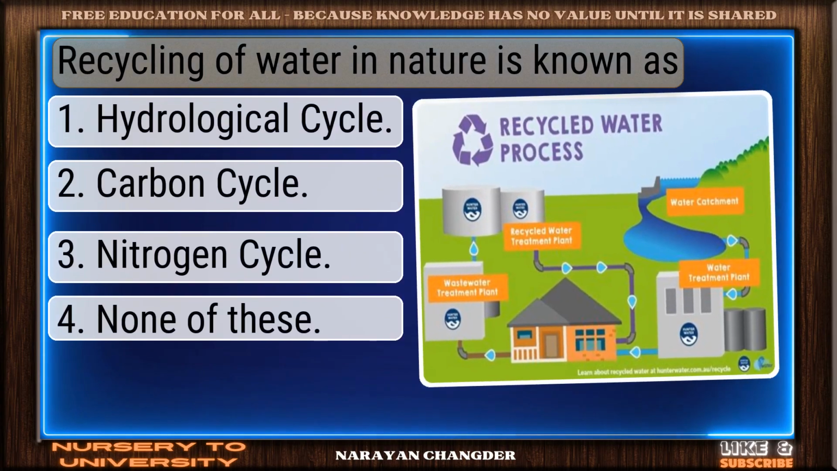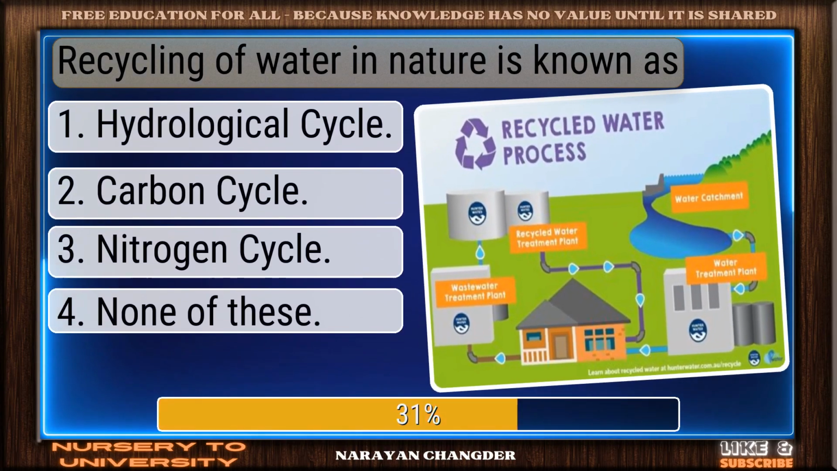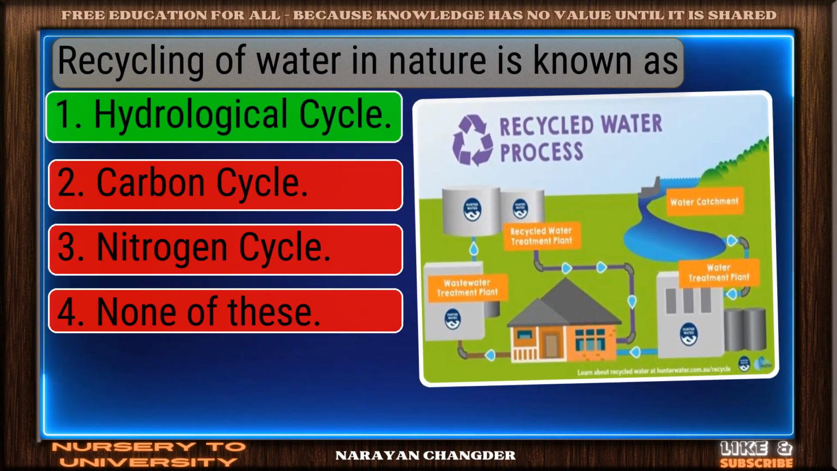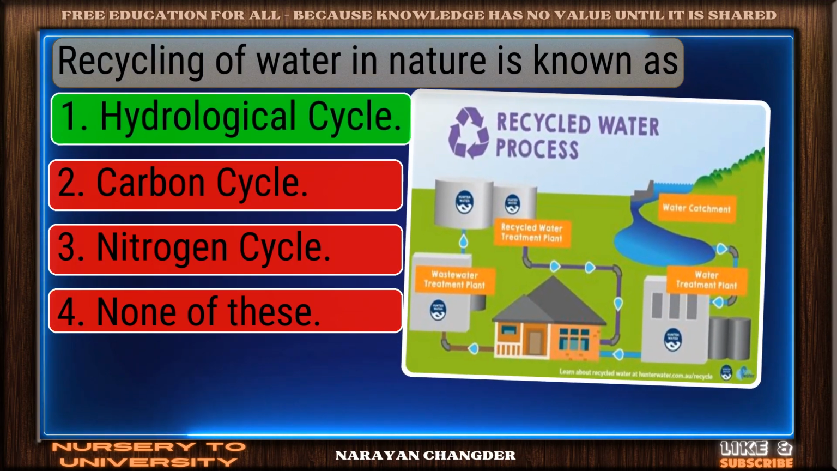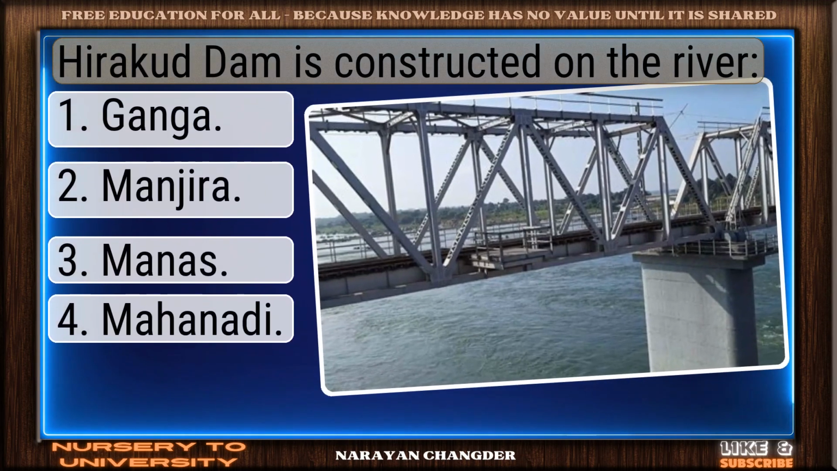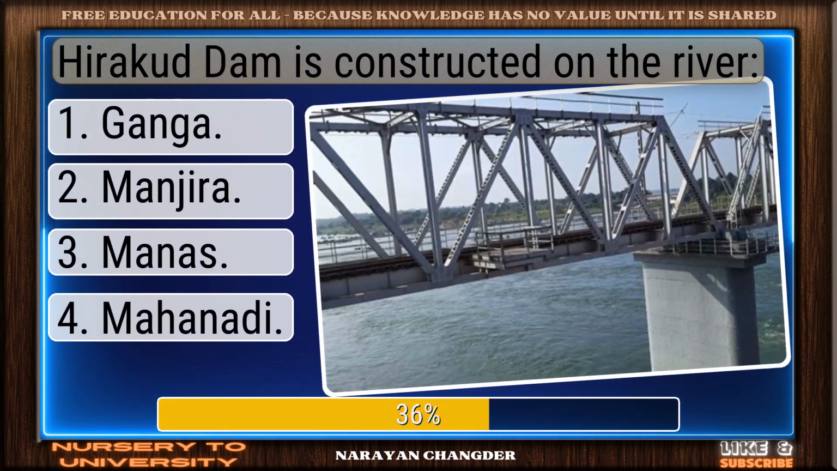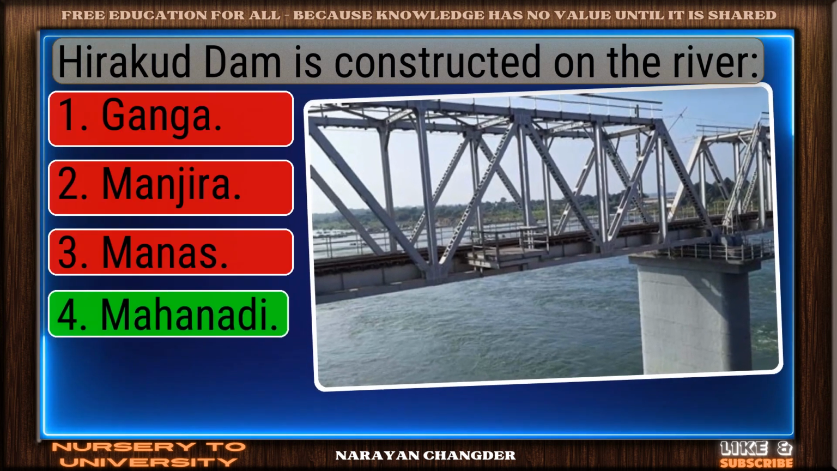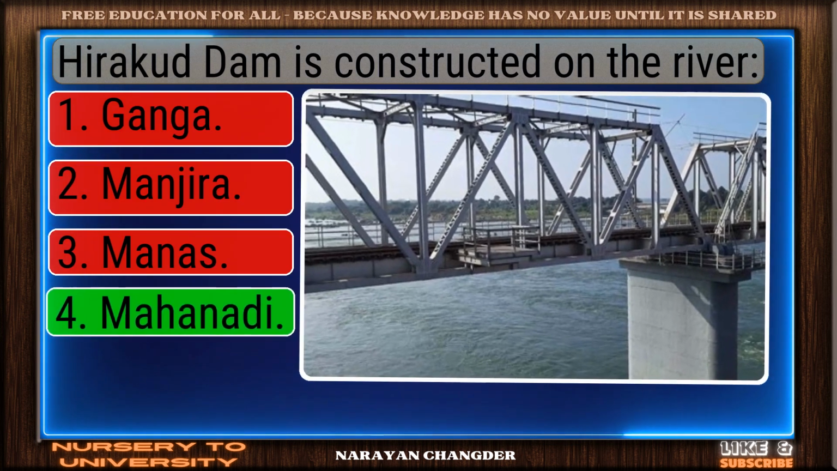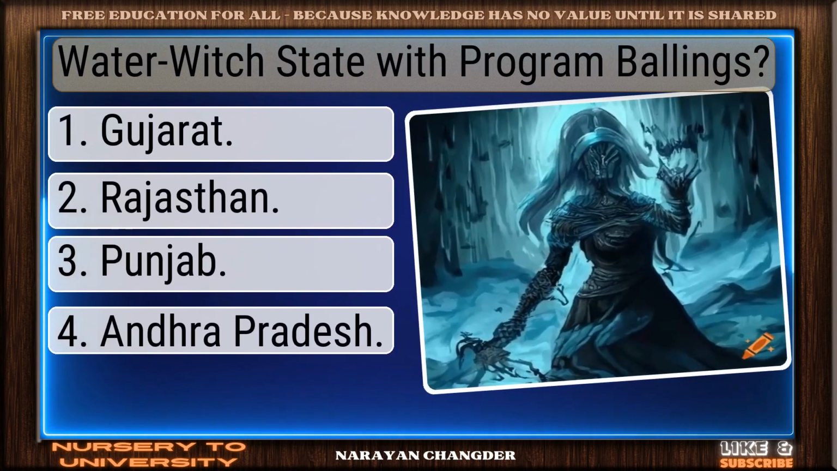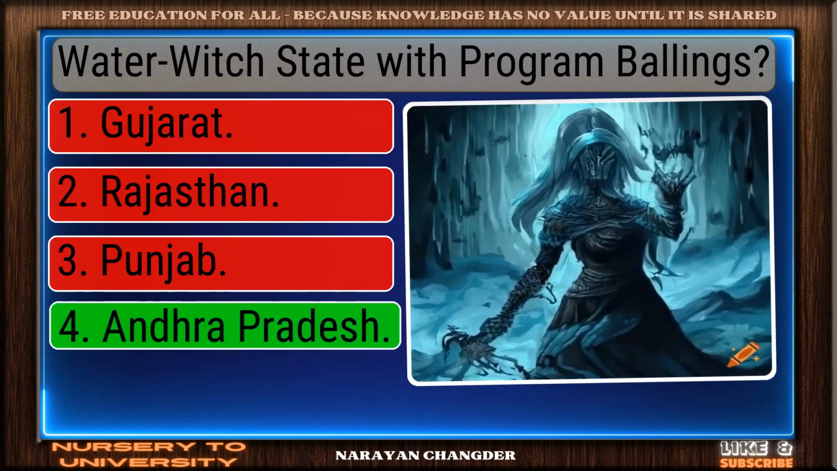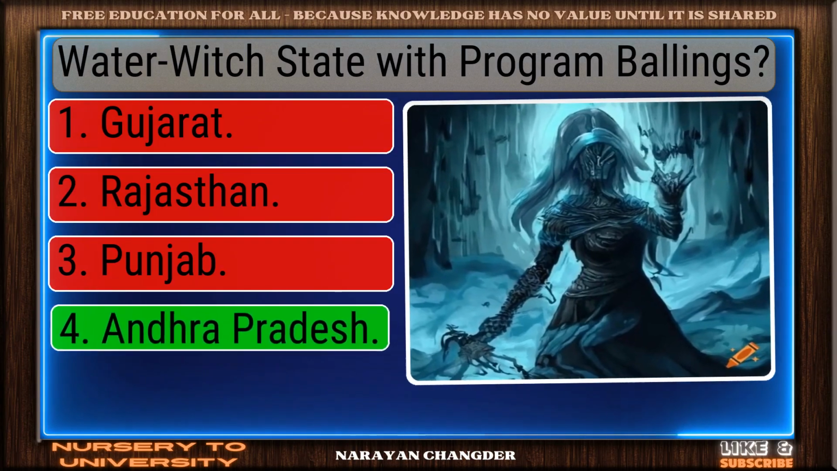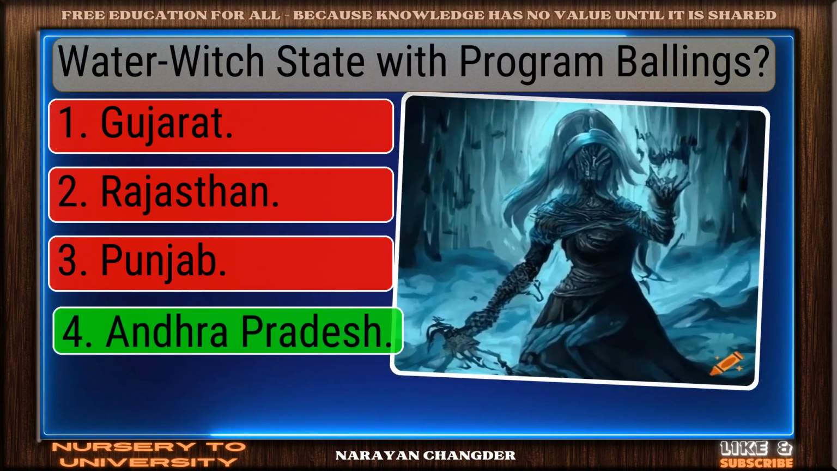Recycling of water in nature is known as... Perfect. Hydrological cycle is the one. Hirakud Dam is constructed on the river. Great job. Mahanadi is accurate. Which state has the program Neeru-Meeru? You're right. Andhra Pradesh is correct.